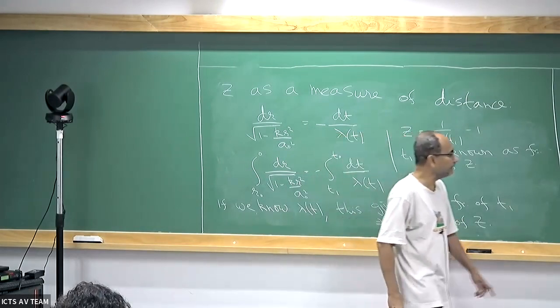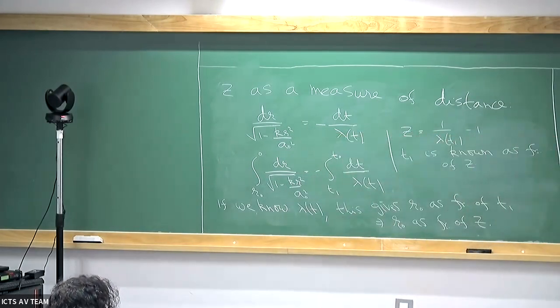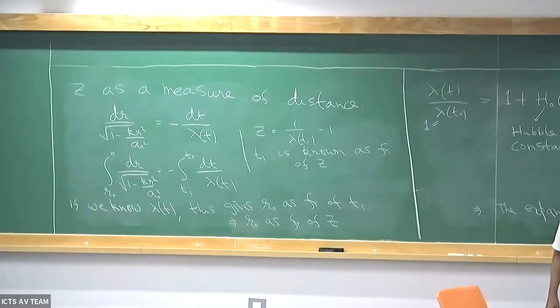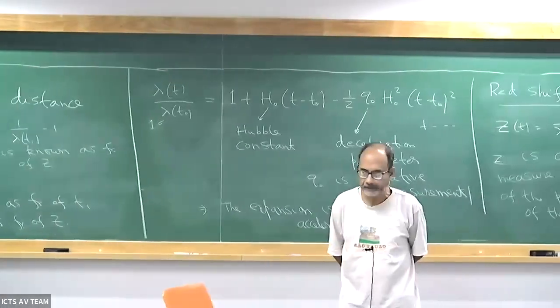So for example, these two, H naught and Q naught, which require knowing lambda as a function of T, are measured that way, from observation of type 1 supernovae.